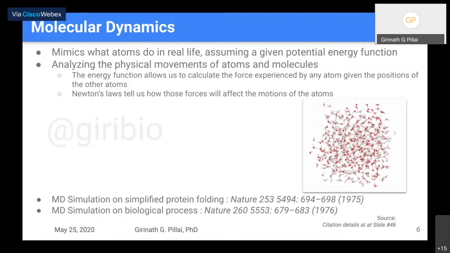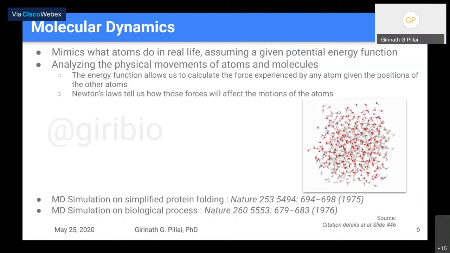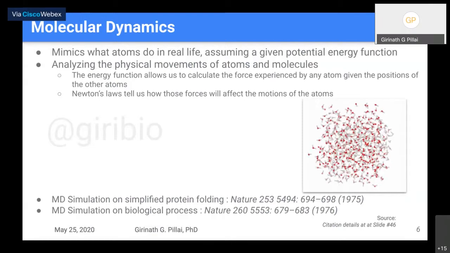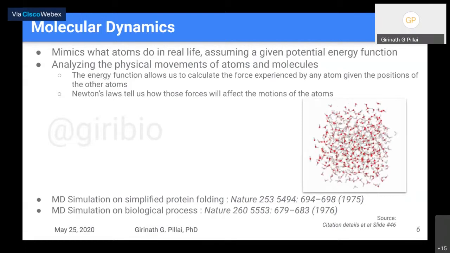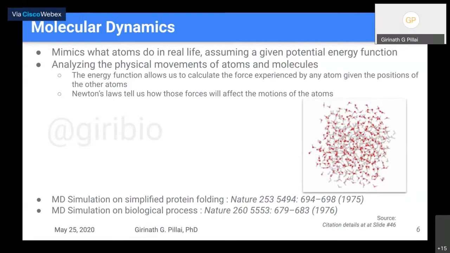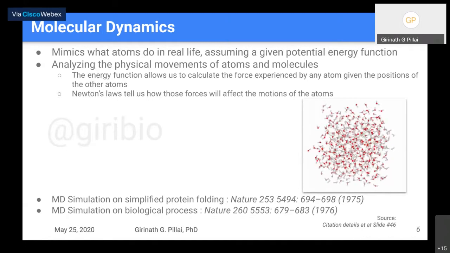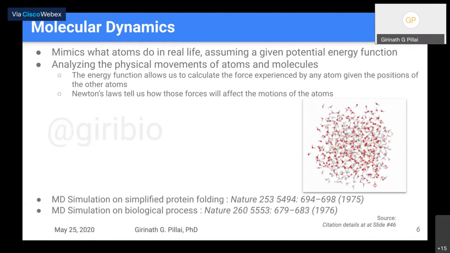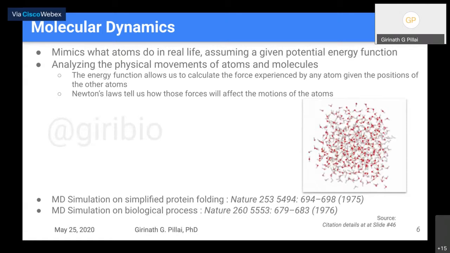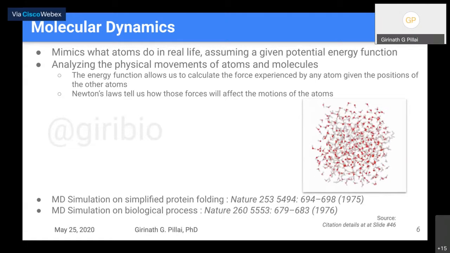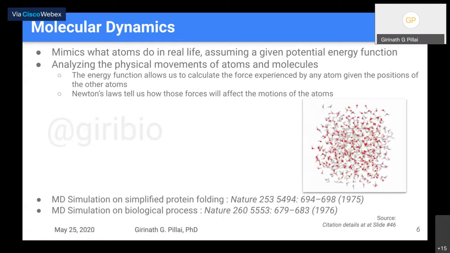So coming to molecular dynamics, it's mimicking what atoms do in real life. It also assumes a given potential energy function. So we talk in terms of the energy function as well as the movement of atoms and molecules, the change of positions. That's what we look at more in molecular dynamics. The first molecular dynamics simulation was carried out on a simplified protein folding in 1975, and on a biological process in 1976.